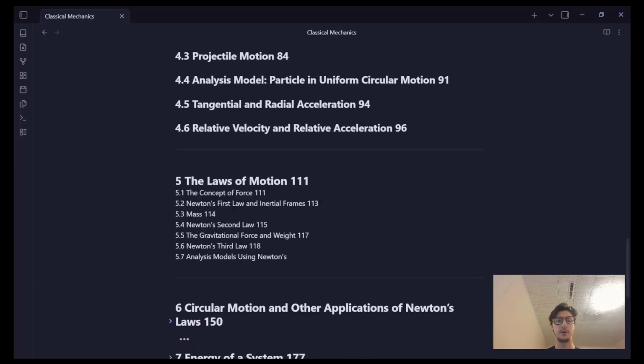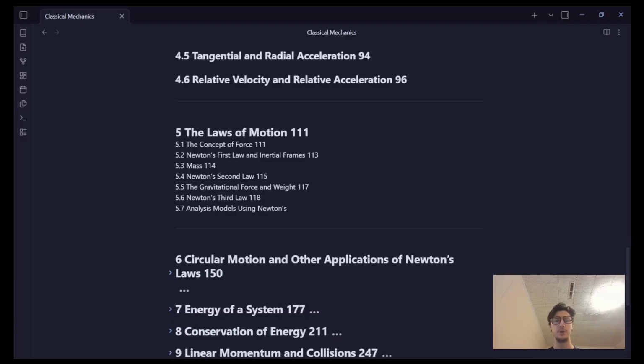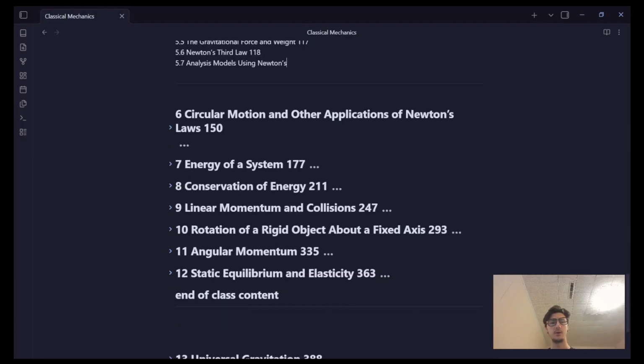Chapter 5. Over here I haven't started to take notes, so it's just a small list of the topics. The concept of force, Newton's first law and inertial frames, mass, Newton's second law, the gravitational force and weight, Newton's third law, analysis model: using Newton's laws. This probably was equations of motion, I just did not write it down.